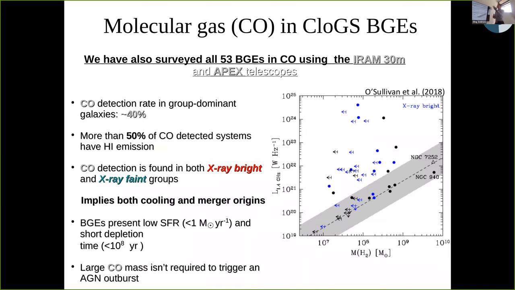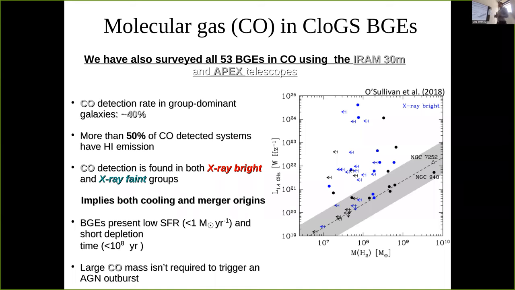And now moving on into other wavelengths, we were also able to check the cold gas, the molecular CO gas in CLoGS BGEs. We find that the CO detection rate is 40%. More than 50% of the CO detected systems present H1 emission, and the CO detection is found in both X-ray bright and X-ray faint groups, which implies both a cooling and an external origin of the gas.